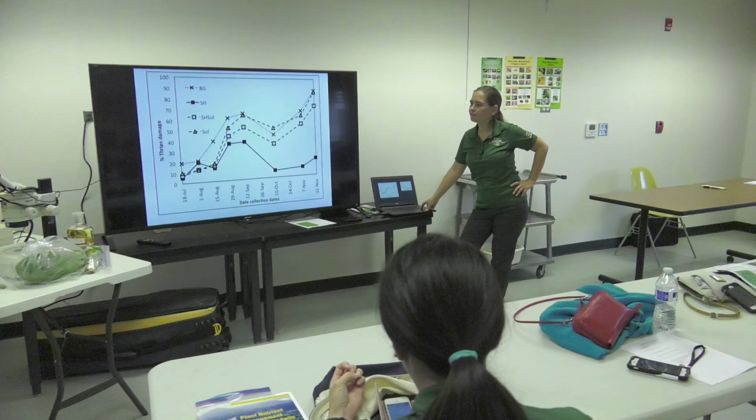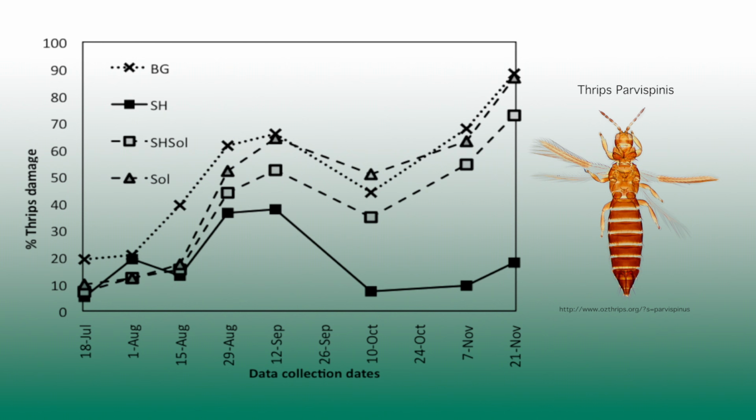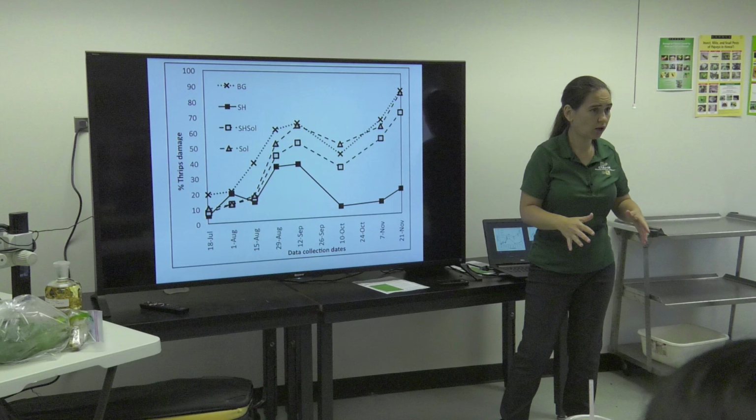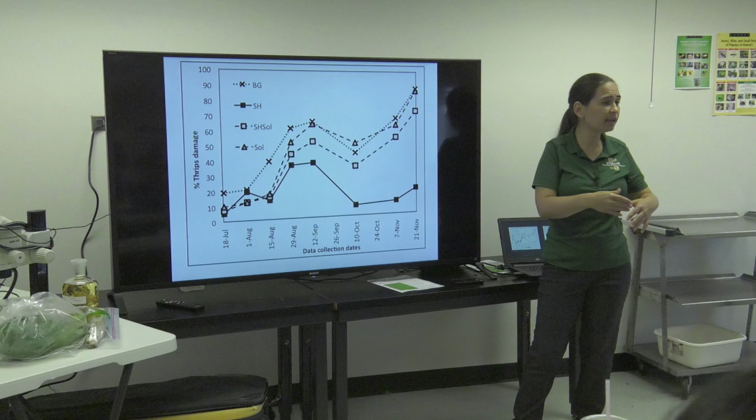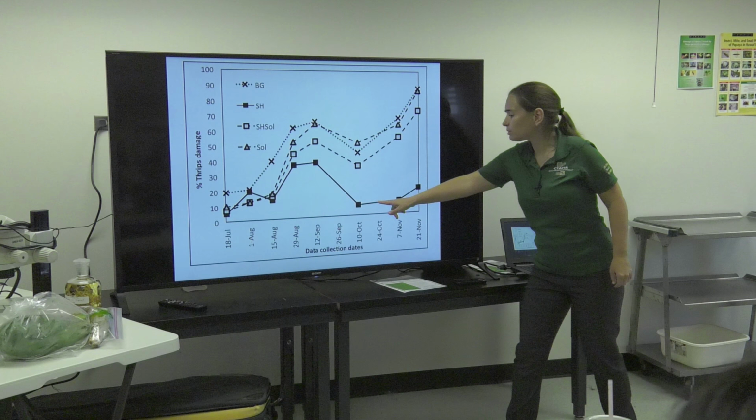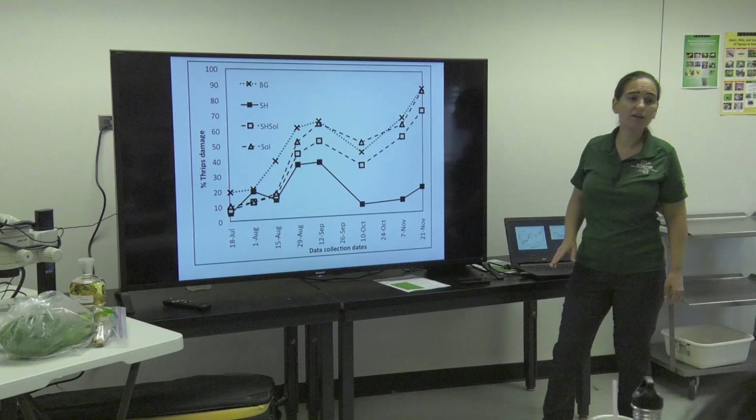Thrips, the plain black line with the squares means sun hemp with no tillage. All the systems that had tillage and didn't have mulch around the plants had higher numbers of thrips. The system with mulch and no till, we had sun hemp, and then we put the sun hemp mulch around the plant, and it wasn't tilled. The number of thrips was much lower, and the number kind of decreased in every sampling date. And this was significant.